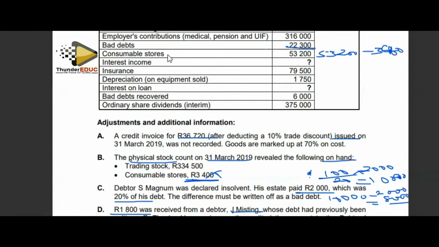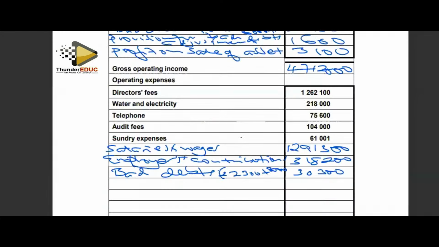For me, I have 49,800. Sorry, it is 49,800. So that's what we have to record as consumable stores. I don't have enough space here, so some of the calculations I do them there, but please, you must show them here, okay? This is consumable stores, okay? Consumable stores is what we used exactly during the year, the 49,800, not the full amount of 53,200.